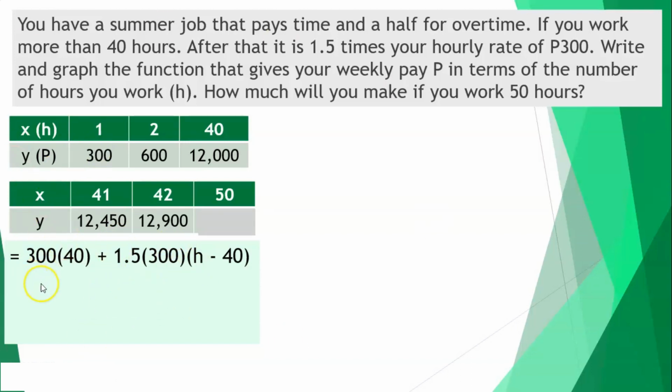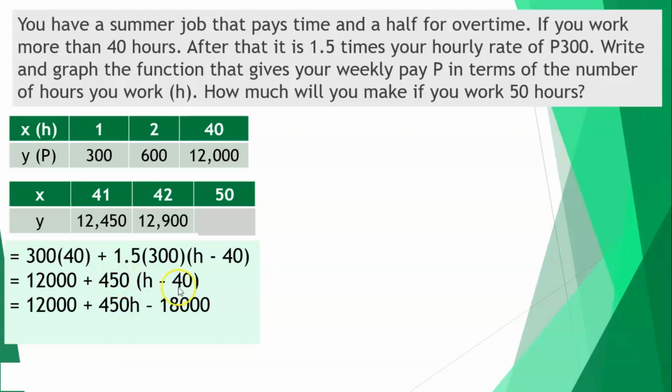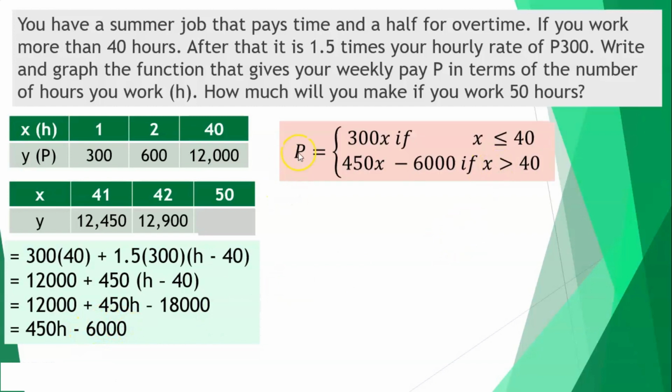So with this, let's simplify. 300 times 40 is 12,000. 1.5 times 300 is 450. So distribute, that would be 450x. 450 times negative 40, that's negative 18,000. So the final answer here is 450x minus 6,000 pesos. With this, your function here would be the payment is 300x if your time is less than or equal to 40 hours, but your pay will be 450x minus 6,000 if you work more than 40 hours.